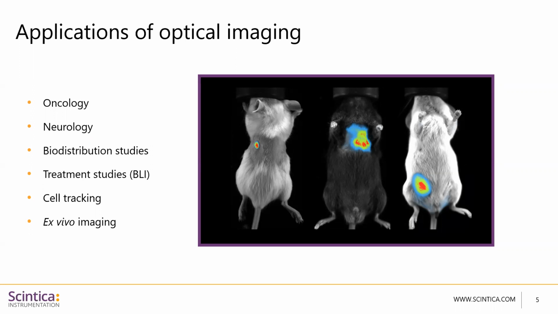Treatment studies, as I mentioned, and this is, I would say, more specific to bioluminescence imaging, since for a lot of the luciferases, you need cofactors, such as ATP and oxygen, which we'll talk a bit more about later. And that is important for treatment studies, because then you can get things such as viable tumor tissue, for example. Cell tracking studies is a big one. And then finally, ex vivo imaging is becoming more and more popular, both for fluorescence and bioluminescence imaging.